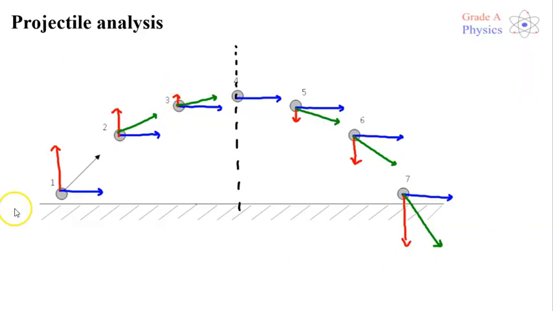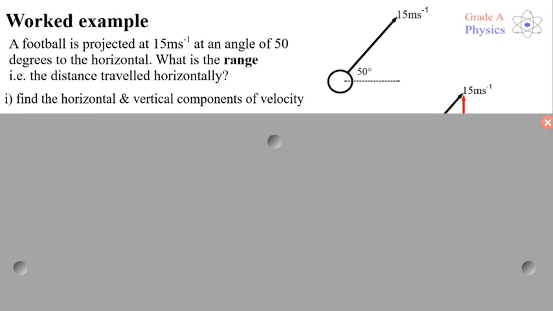So there's a lot going on in this little diagram here, and you really need to think about that and make sure you're clear on it, because we need to be able to understand that to answer our next question, which is our standard projectile question, which you need for the exam. So let's have a look at this. We have an object, a football, projected at 15 meters per second at an angle of 50 degrees to the horizontal. There we go. What is the range? So this is really typical. But this is your kind of standard exam question.